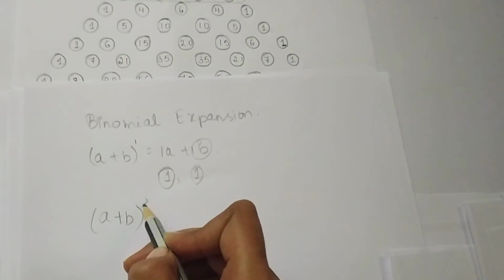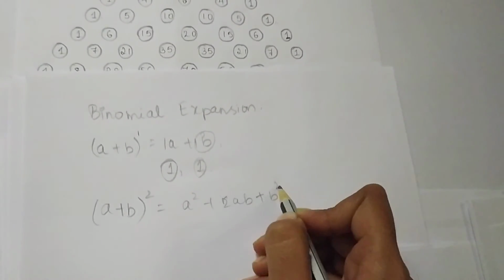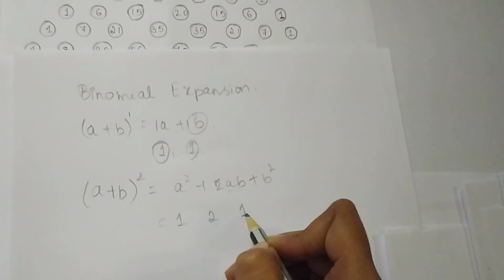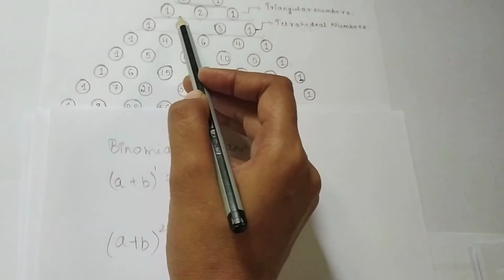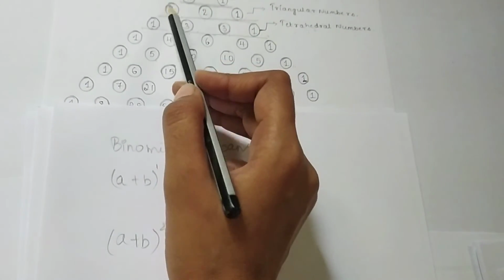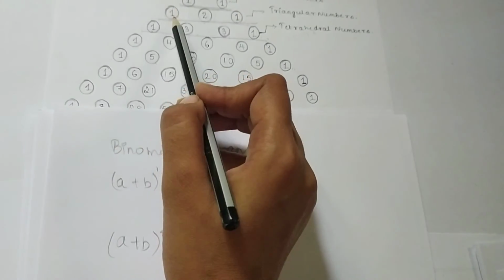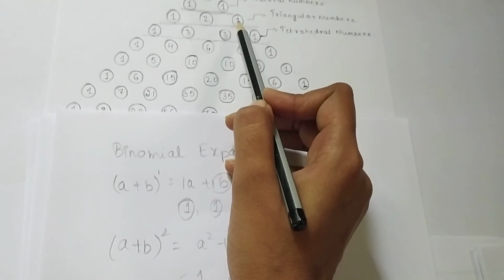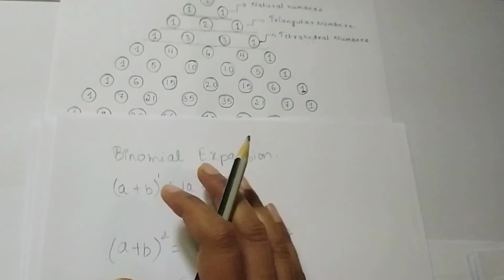In the same way, for (a plus b) whole squared, we have a squared plus 2ab plus b squared. Here the coefficient of a squared is 1, and for ab the coefficient is 2, and for b squared the coefficient is 1. And here in row 2 we have the coefficients of a squared, ab, and b squared. 1 is the coefficient of a squared, and 2 is the coefficient of ab, and 1 is the coefficient of b squared. Likewise, if we continue, we can learn about the binomial expansion.